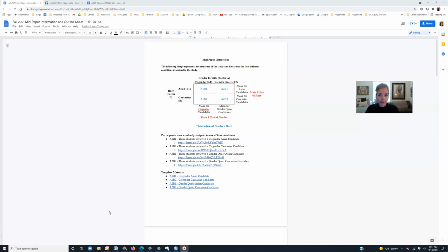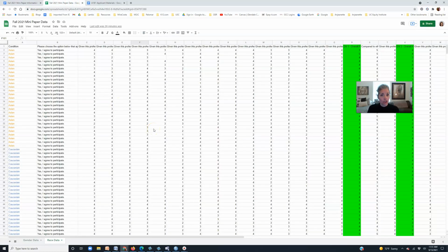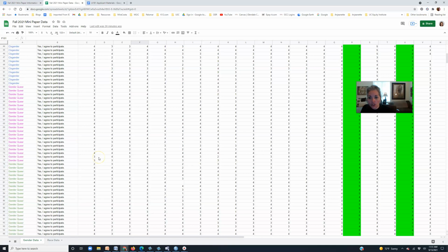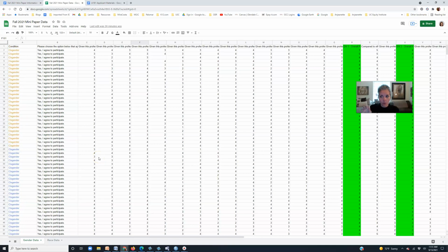So we've already collected data. I want to show you the data sheet. So this is our data sheet. Please note that there's two different sheets. If you're analyzing the gender research question, then focus on the gender tab. If you're analyzing the race research question, focus on the race tab, okay? So I'm going to focus on the gender tab just for the purposes of our discussion.